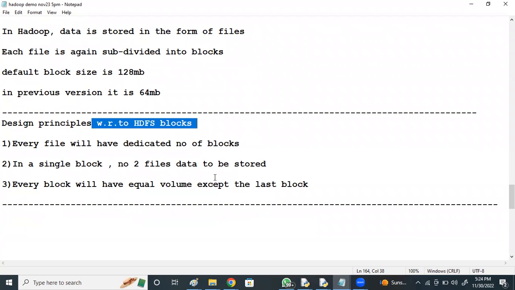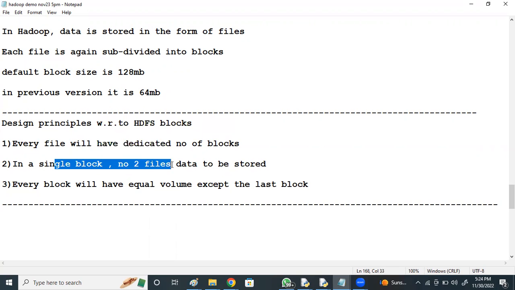Every file will have a dedicated number of blocks, and in a single block, no two files' data are stored. For example, file 1 has some 5 blocks. File 2 will have its own blocks. But in a single block, no two files' data are to be stored.